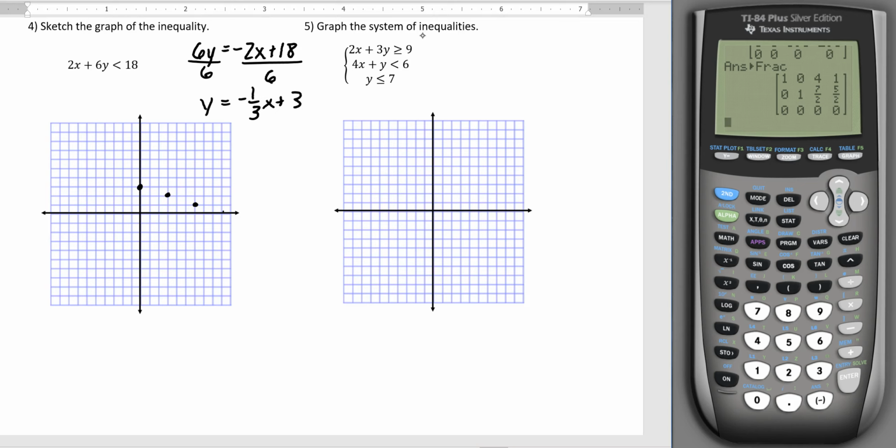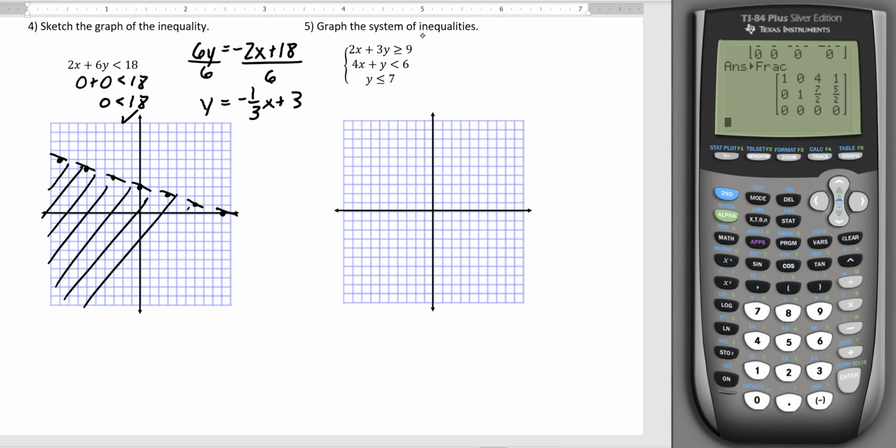Down 1, right 3, down 1, right 3, up 1, left 3, up 1, left 3. Solid or dashed line? Well, since this is strictly less than, this will be a dashed line. And then remember, shading is essential. If I plug in 0 for x and y, I get 0 plus 0 is less than 18. Is 0 less than 18? Indeed it is. So I will shade towards 0, 0, which means I will be shading this section here.